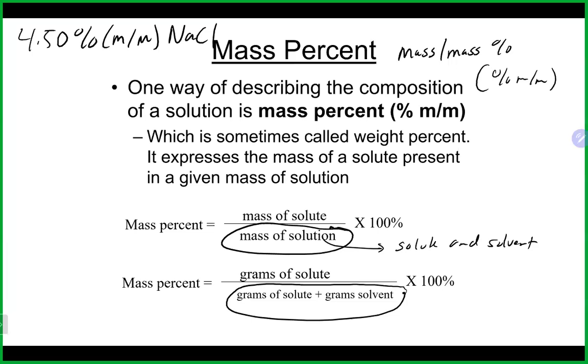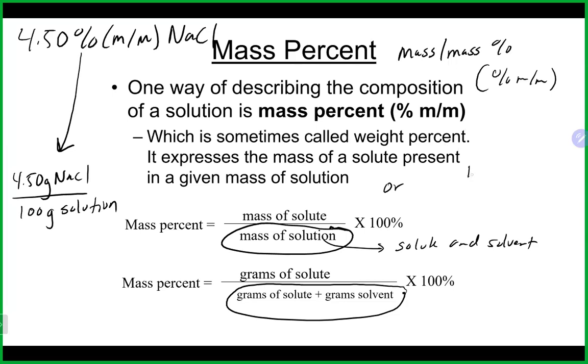So basically, if we did that and we want to use this in a calculation, you could turn this into two conversion factors. This basically means that you have 4.5 grams of sodium chloride in 100 grams of solution. You could also use it in the opposite way if you needed to. In 100 grams of the solution, you would have 4.5 grams of sodium chloride.